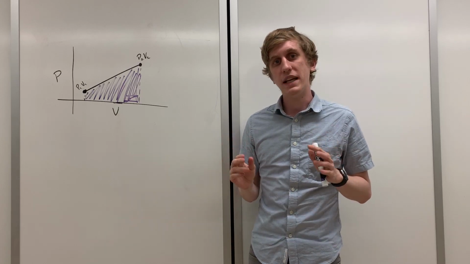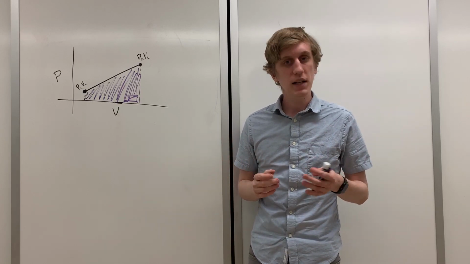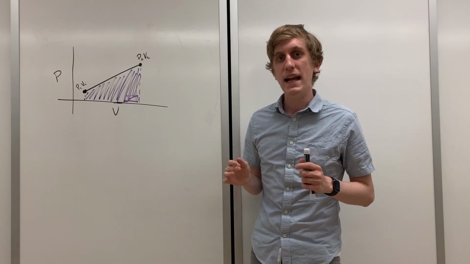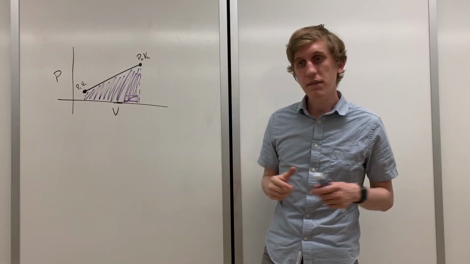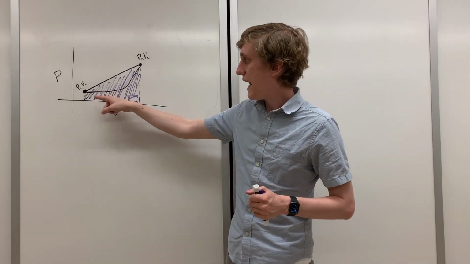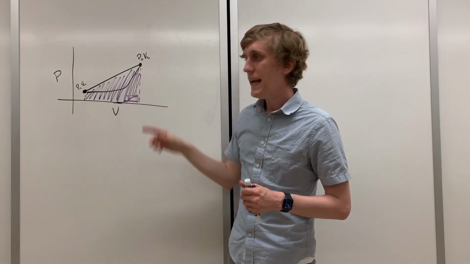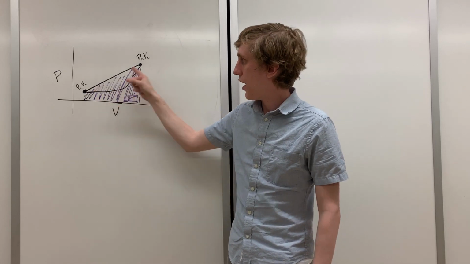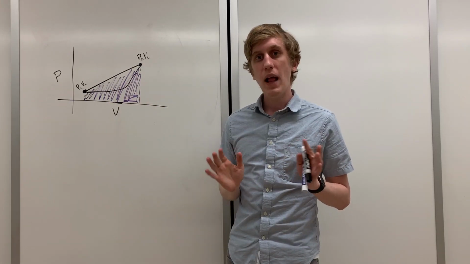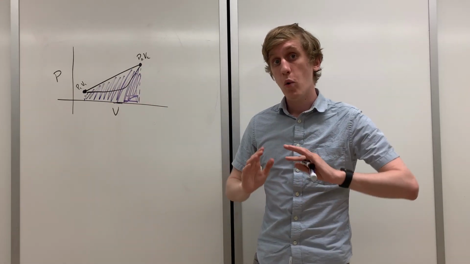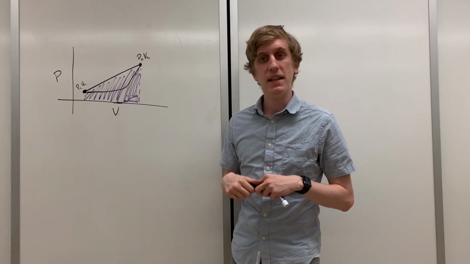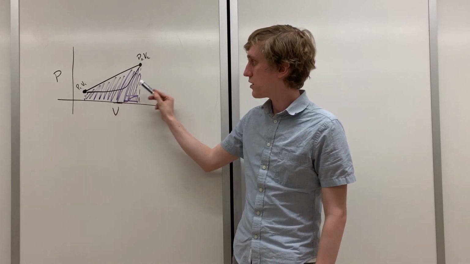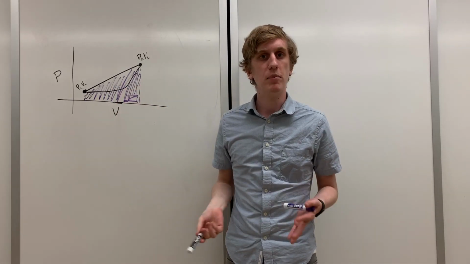Here we can also see why work is known as a process function. What would happen if instead of taking this route from state 1 to state 2, we took a different route? Notice the area under this line is not the same as the area under this line. The initial and final states of the system would be the same in both cases, but the work done by the system is less for this lower line than it is for this upper line.